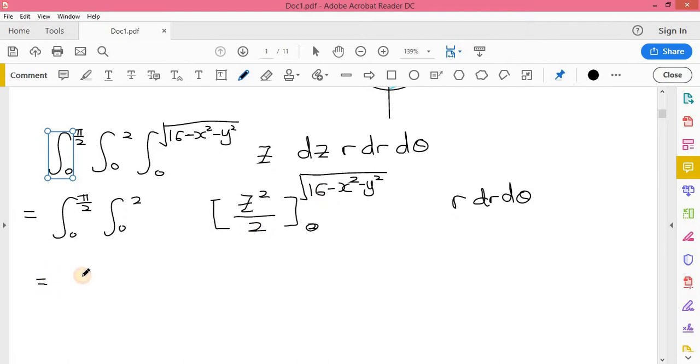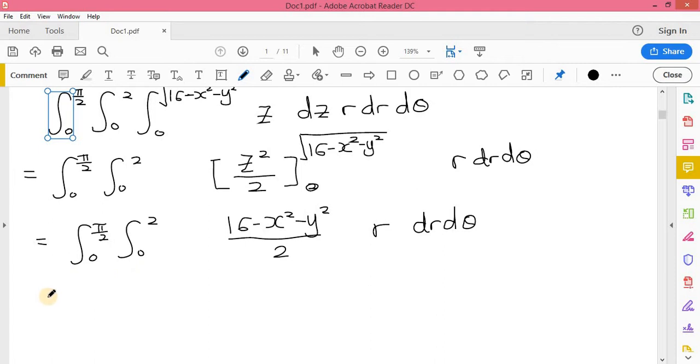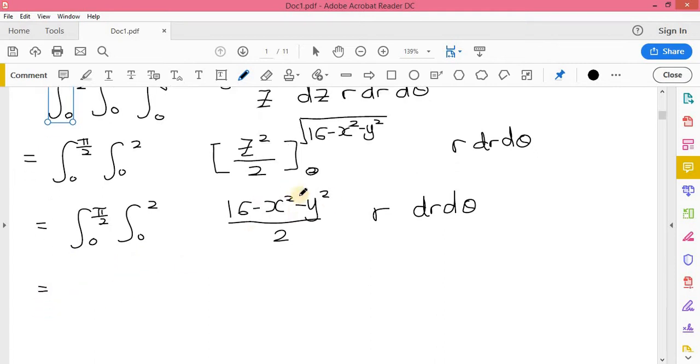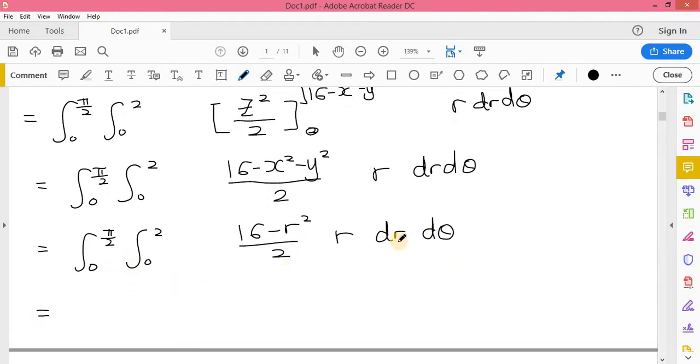Once you have settled the first integral, you simplify, and it becomes 16 minus x squared minus y squared, divided by 2, and here you have r dr d theta. Since you are going to solve this double integral by using the cylindrical coordinate system, you have to replace all the x and y with r and theta. For this case, it becomes 16 minus r squared, divided by 2, and you have r dr d theta. For the integration with respect to r, you can use your calculator to get the answer.